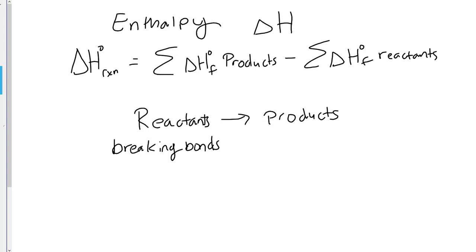And then on the other side of the reaction, the products, what are we doing on this side? If we're breaking bonds on this side, what do you think we're doing on this side? Making bonds. Good. So on this side, we're going to form bonds. So breaking bonds, do you think that takes energy or releases energy? It takes energy. It requires energy to break a bond.